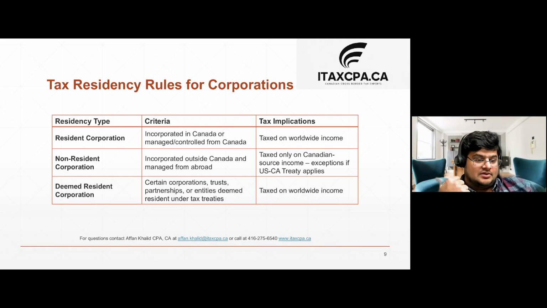The company is in Hong Kong. Then guess what, that will be deemed to be a Canadian corporation. Why? Because the mind and management is in Canada. So we have to look at the tax treaty all the time for that.